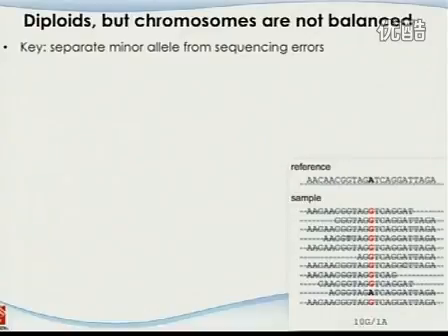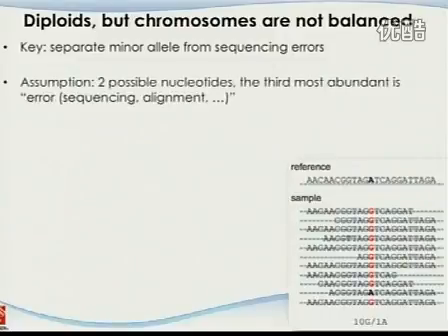The chromosomes are diploid, but not balanced in this type of situation. The key is what you just mentioned: separate the minor allele from the sequencing error. How do I know this A is a real minor allele or a sequencing error? The assumption is two possible nucleotides. Still, it's a diploid genome. For one location, it can be A or G or a pair of them, but better not bring in a third letter.